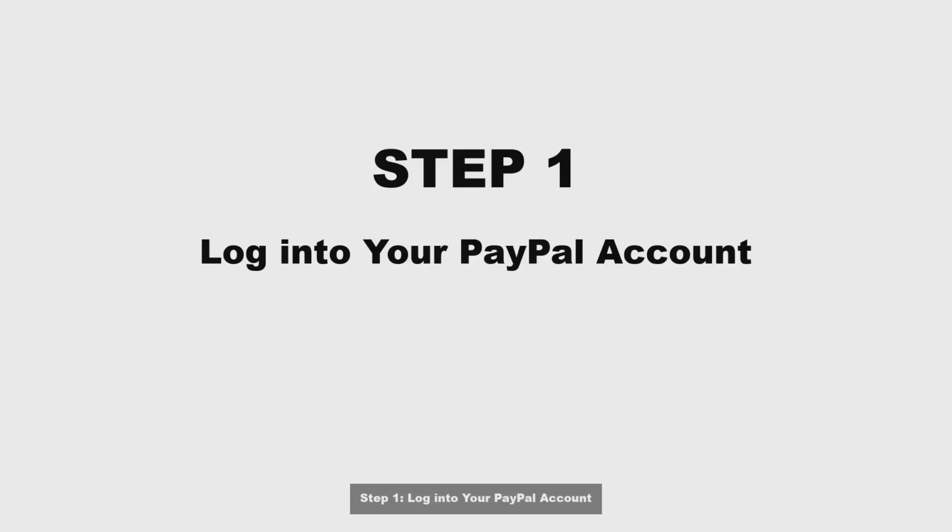If you're looking to manage your PayPal account more effectively by disabling automatic restrictions, follow these straightforward steps. This guide will help you navigate the process easily. Step 1. Log into your PayPal account. Visit the PayPal website and enter your login credentials to access your account dashboard.